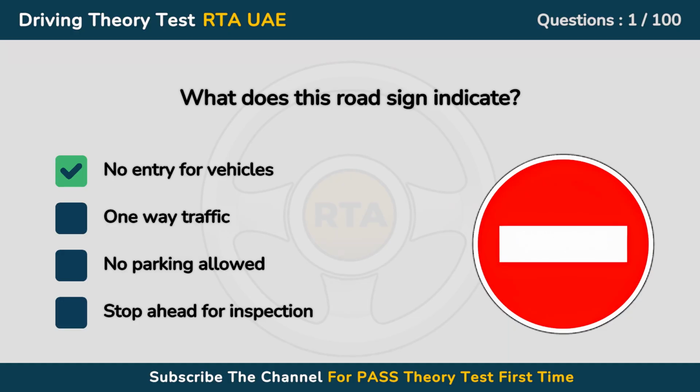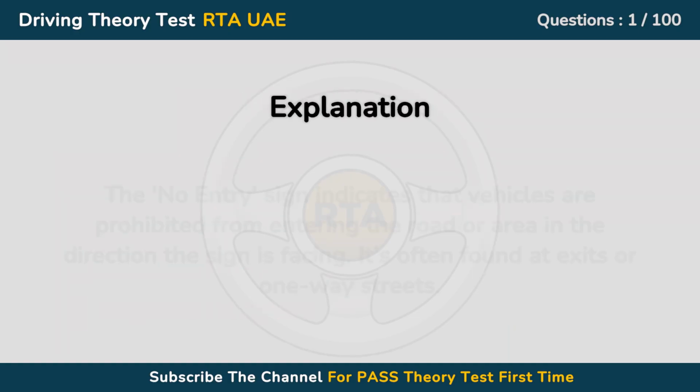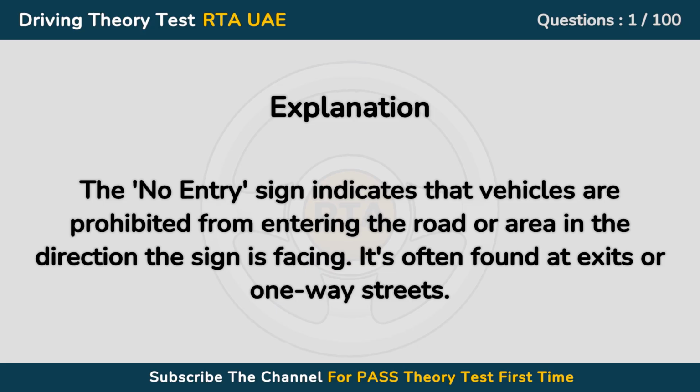Answer is A. No entry for vehicles. The no entry sign indicates that vehicles are prohibited from entering the road or area in the direction the sign is facing. It's often found at exits or one-way streets.